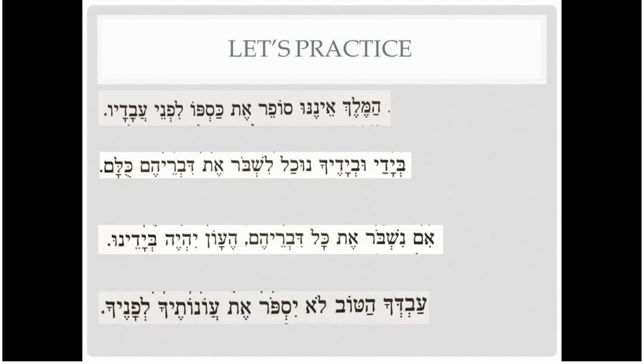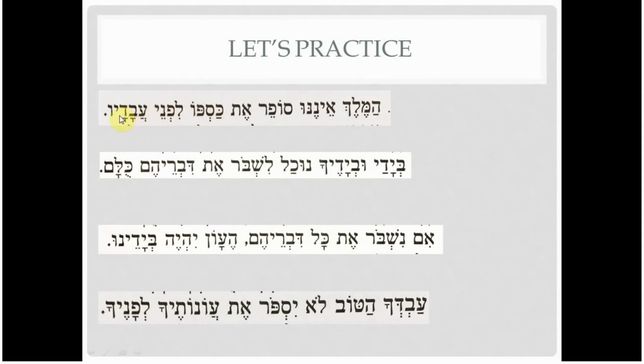Sofer, this is the masculine singular participle form of safar, which is the word to write or to count. And then et, of course, the direct object indicator. Kaspo, do you recognize this? Kaf, samech, pei. This is the word for silver, or kesef, or money. And then it has the third masculine singular possessive pronoun, so his money, his silver.